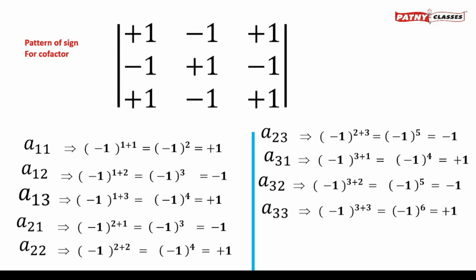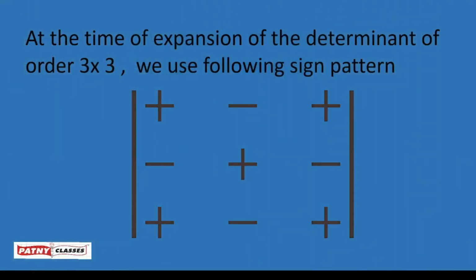Thus, the pattern of sign for cofactors is obtained as shown: plus, minus, plus, and so on, goes alternately. First plus comes, then minus, then again plus, then again minus. At the time of expansion of a determinant, we use the following sign pattern.